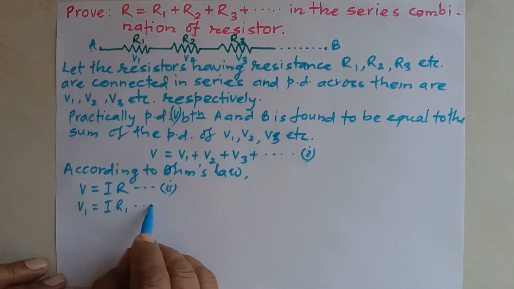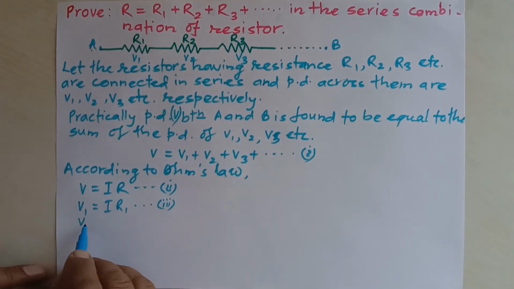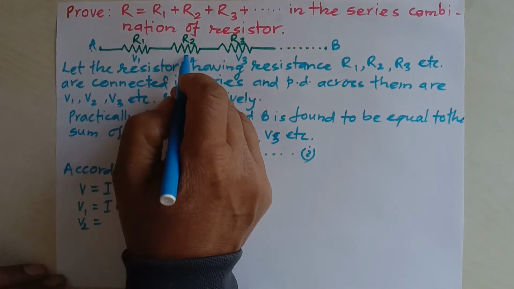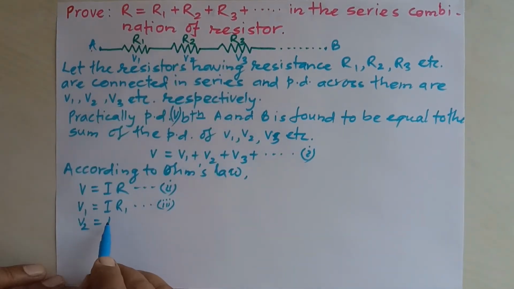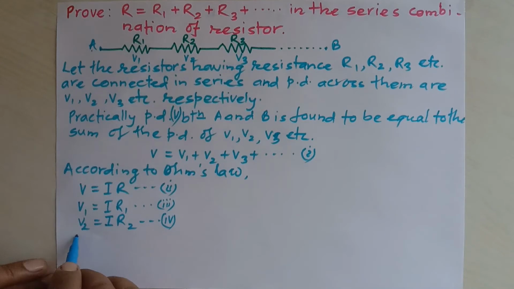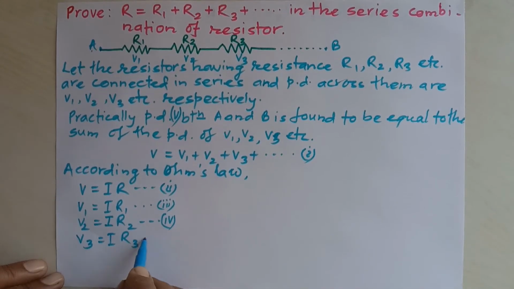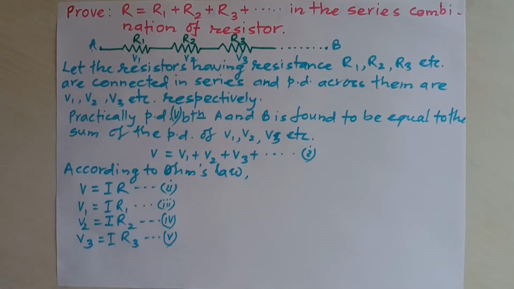Okay, this is equation number 2. The potential difference across the second resistor, V2, equals I R2. This is equation number 3, let's say, and V3 is I R3, equation 4. This way we made a few equations.